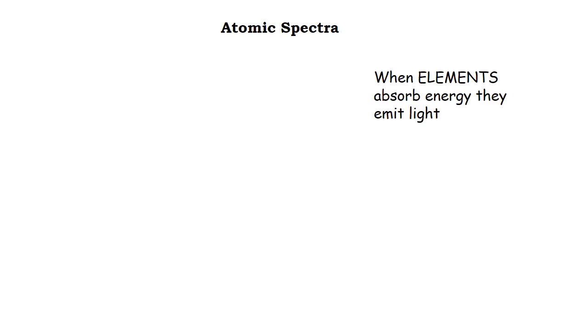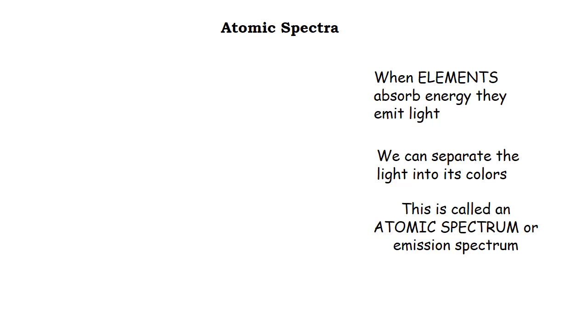this is related to a couple of ideas, and that is when elements, so these are the substances on the periodic table, elements themselves, when they absorb energy, they emit light. And of course we can separate light into colors using a prism. In class you would have used a spectroscope to look at light sources and separate it into its different colors or wavelengths. And when you take an element that's emitting light and you separate it into its colors, then we call that an atomic spectrum or an emission spectrum.